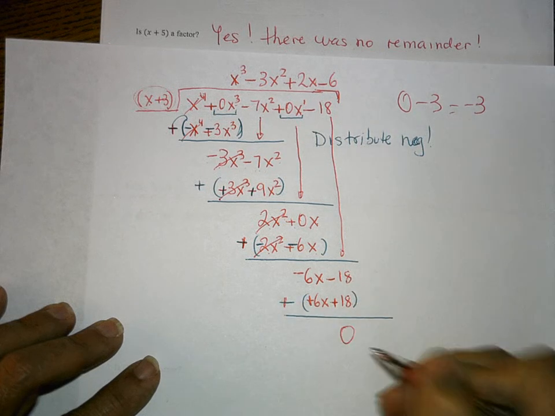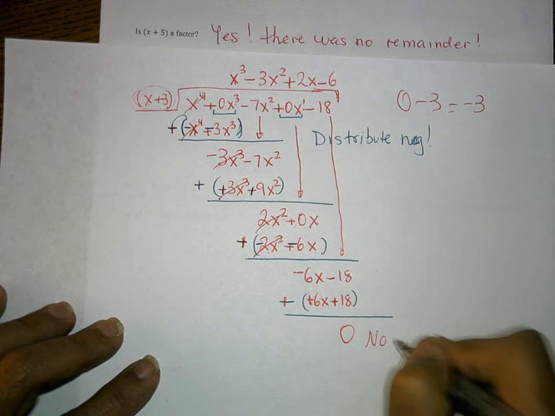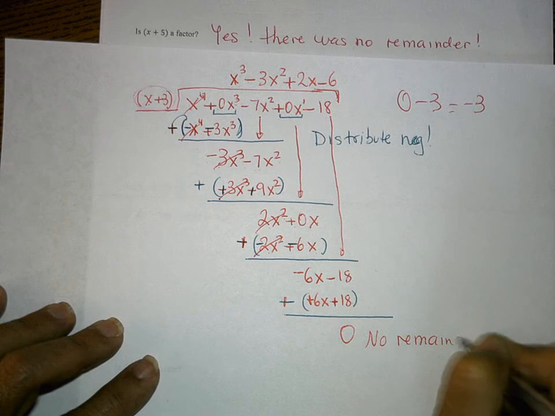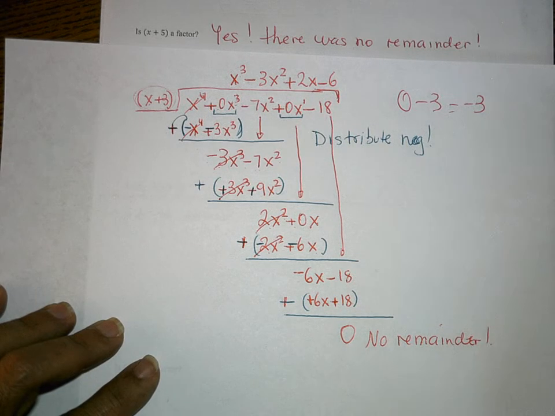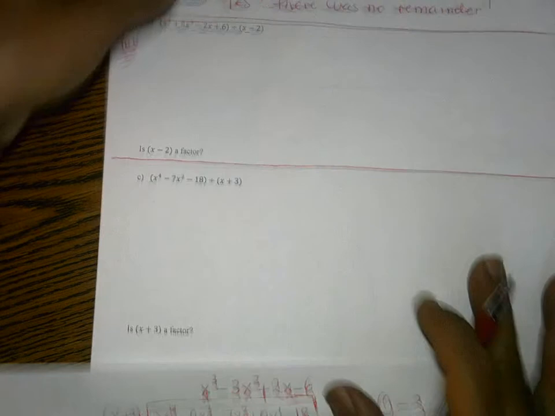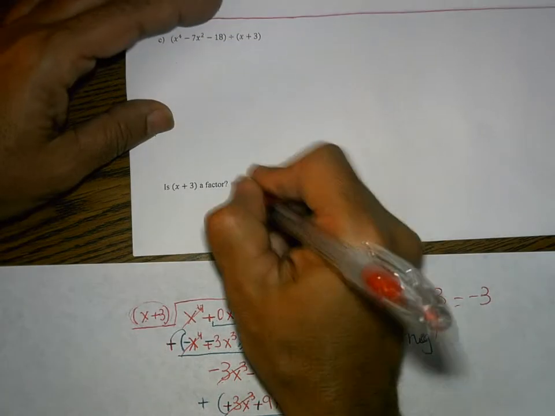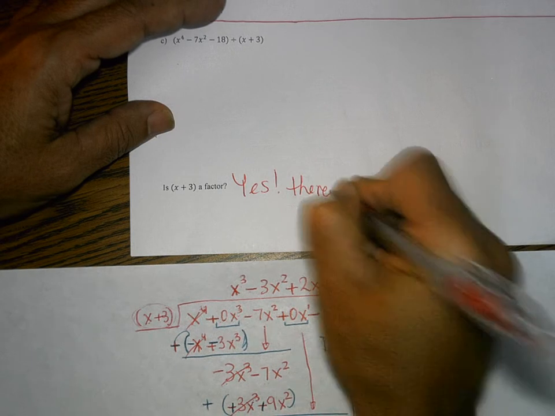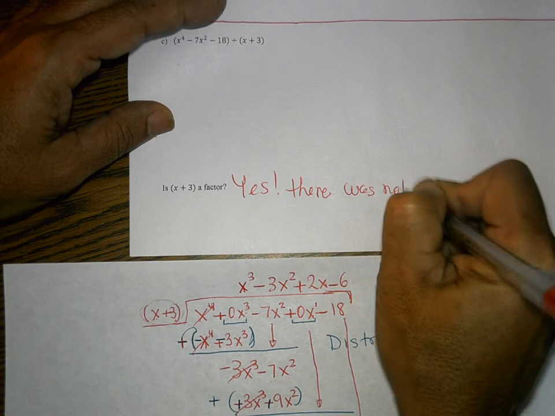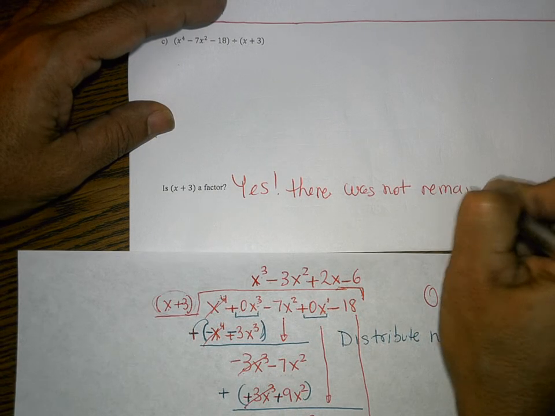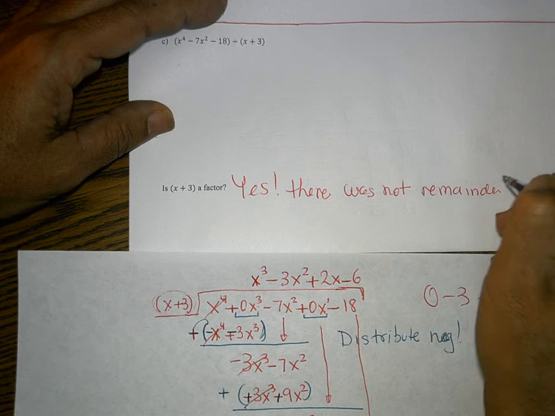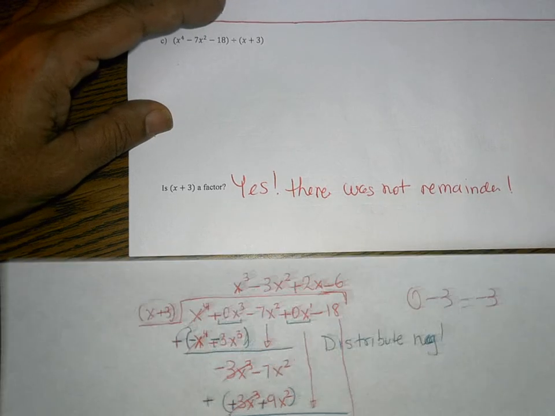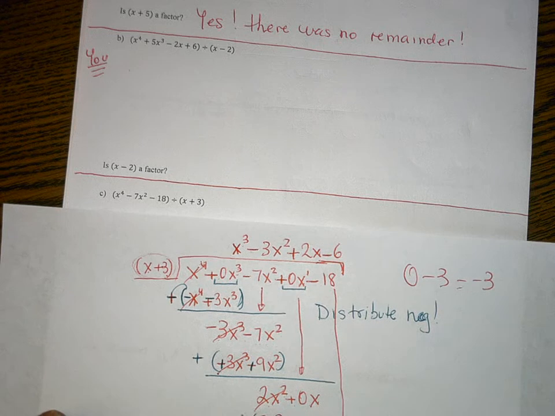Again, there's no remainder. I should have done one with a remainder. Sorry about that. So no remainder for the last one. So is x plus 3 a factor? Sure is. Yes. There was no remainder. Okay? All right, there's no remainder. There's the work. So please, please, please remember, sometimes you need placeholders.